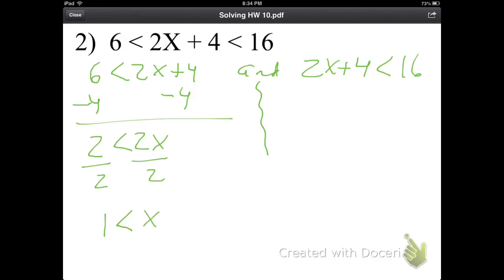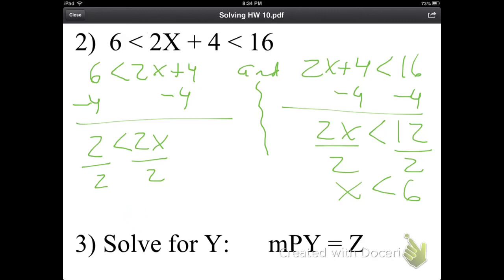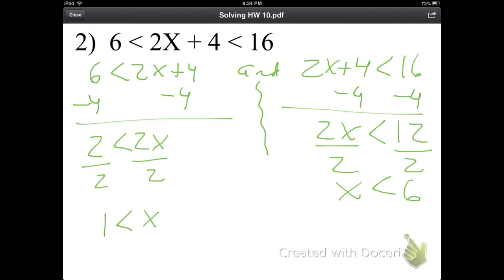Right side, you're basically going to follow the same exact steps. Subtract 4. On the right side, 16 minus 4 gets you 12, and then you divide by 2, so x is less than 6. Okay, and so we've got two parts. Whoops, I totally messed up. Okay, we've got 1 is less than x, and don't forget the "and" part, x is less than 6.